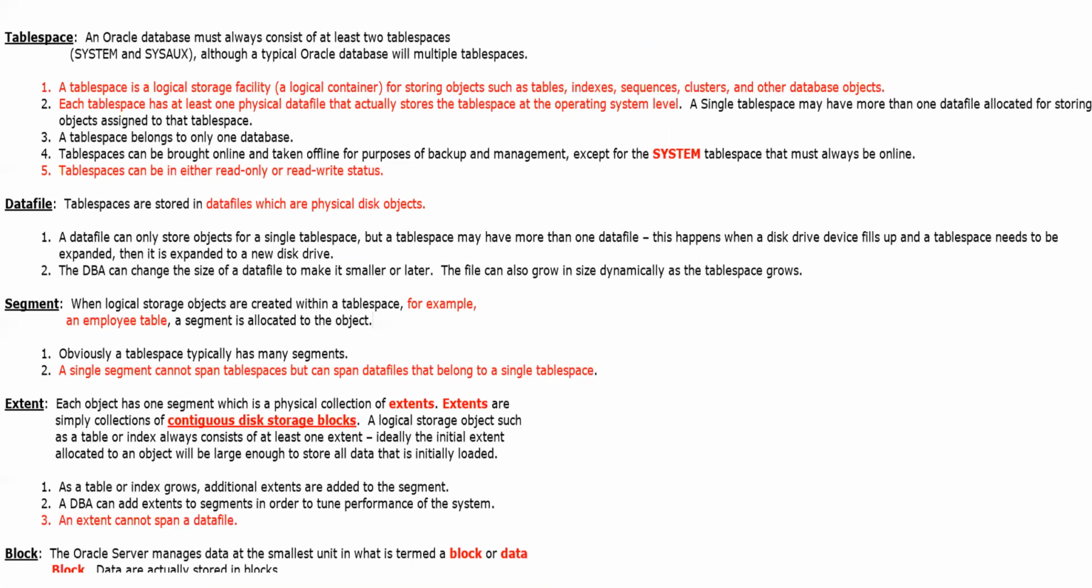Coming to the segments, segments are nothing but logical storage objects that are created within a tablespace. For example, previously I showed you a department table and an employee table. Both are nothing but segments. Segments can be an index, segments can be a table as well. Obviously, a typical tablespace has many segments. A single segment cannot span tablespaces, but can span data files that belong to a single tablespace. So what does it mean?